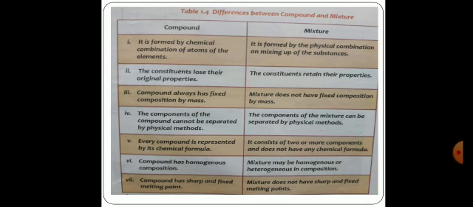Now we have the difference between the compound and the mixture on your textbook, page number 13 and 14. So, what is a compound and what is a mixture? Let us recall our memories about the compound and the mixture. A compound is formed by the chemical combination of the atoms of the elements. A mixture is formed by the physical combination, or just the mixing, of the substances.